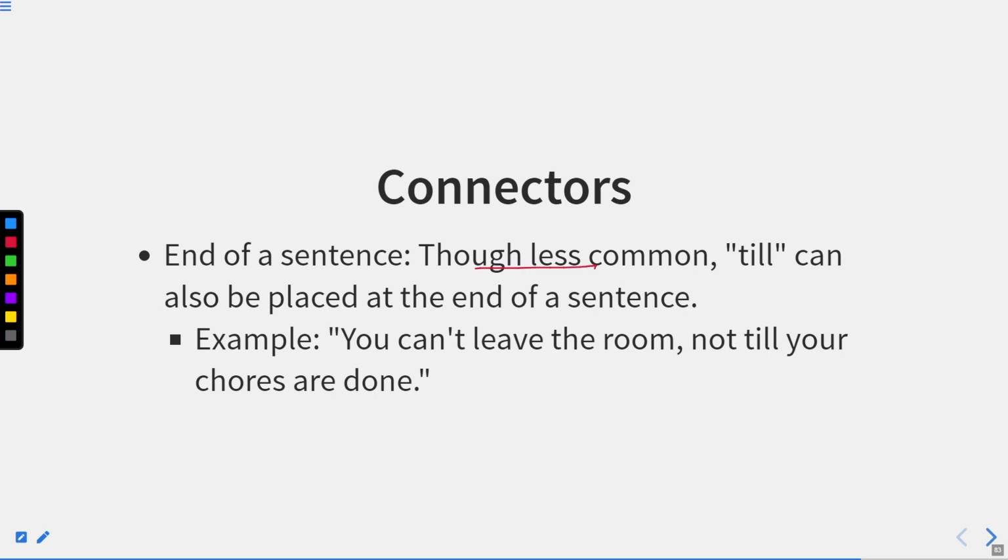End of the sentence. Though less common, till can also be placed at the end of the sentence. You can't leave the room till your chores are done.